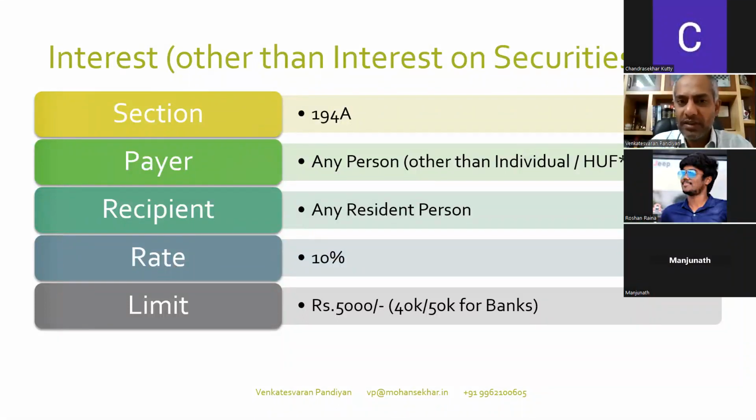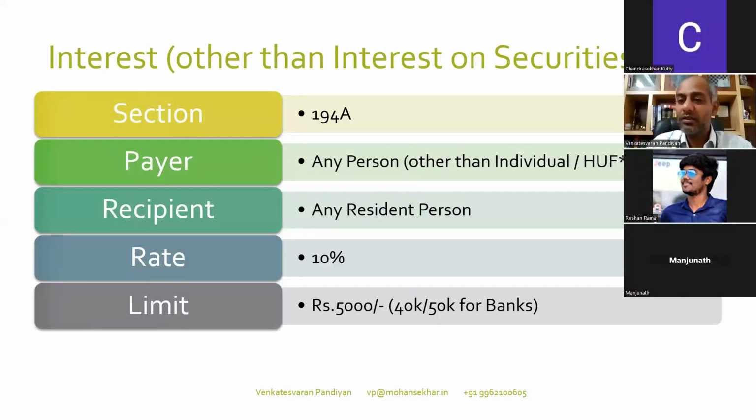The reason I'm quoting sections is that when you fill up a form to deposit TDS, you are required to quote the section, because there will be a code which will have a reference to the section under which the tax is deductible. So this section, 194A, talks about interest other than interest on securities. Who is liable to deduct TDS?